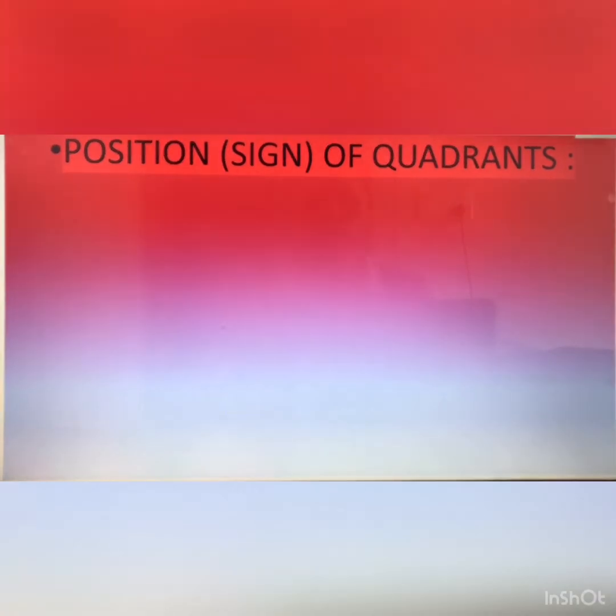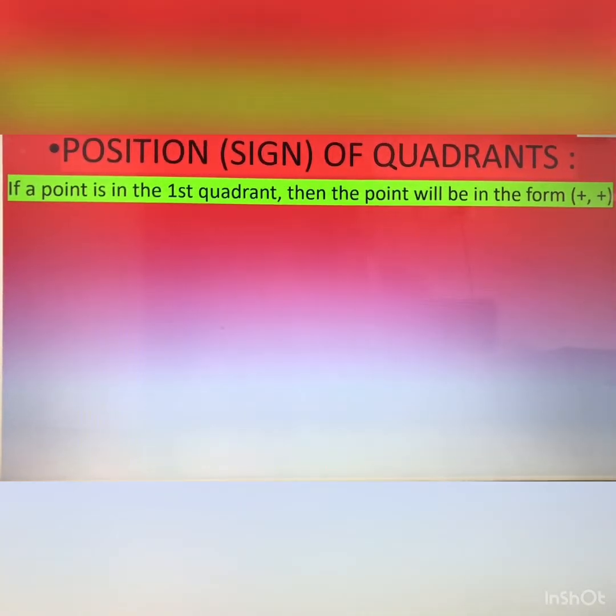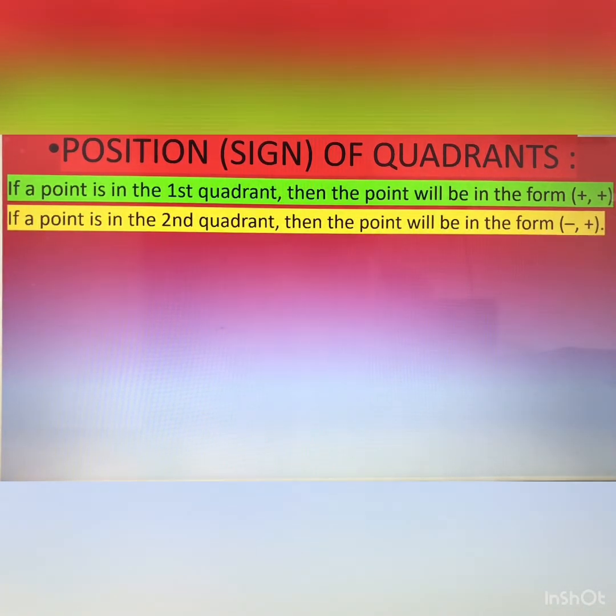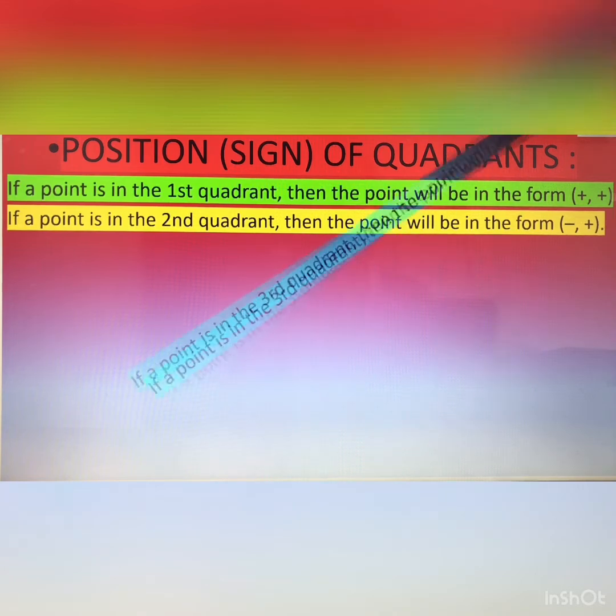So position or sign of quadrants. What is the position or sign of the quadrants? If a point is in the first quadrant, then the point will be in the form of plus comma plus, means both coordinates will be positive. If a point is in the second quadrant, then the point will be in the form of minus and plus, means x, the abscissa, will be negative and ordinate will be positive.